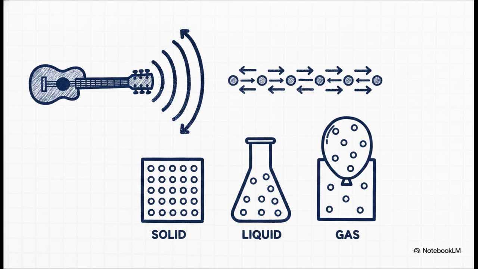Now, unlike the transverse waves we looked at earlier in the course, the ones that move up and down, sound propagates as a longitudinal wave. This means the particles of the medium vibrate parallel to the direction the wave is actually traveling. They just move back and forth along the exact same path as the wave itself. And because sound travels by particles physically bumping into their neighbors to pass the energy along, like a line of dominoes, having a physical medium, whether that's a solid, a liquid, or a gas, is absolutely necessary.